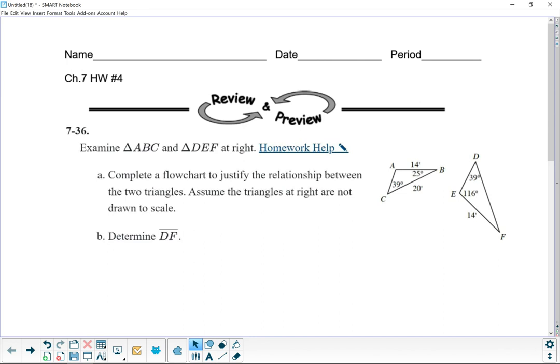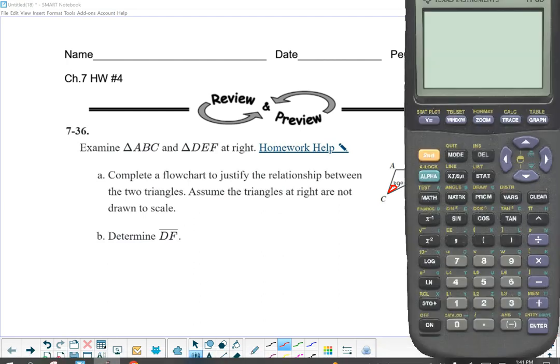All right. So before you do anything, I'm looking at these and I only see two angles are the same, right? So I only see this angle, 39, is the same as this angle right here. That means I'm going to have to find the other angles anyway. So you may need a calculator.